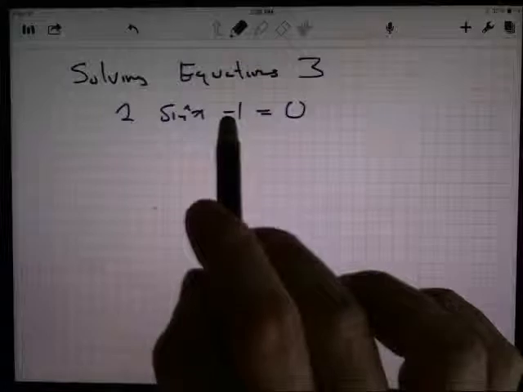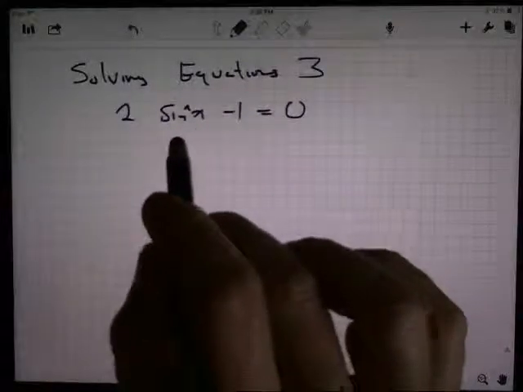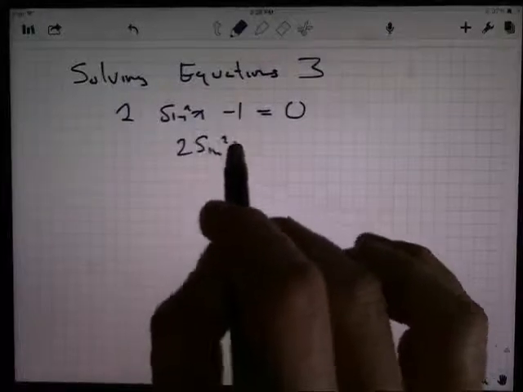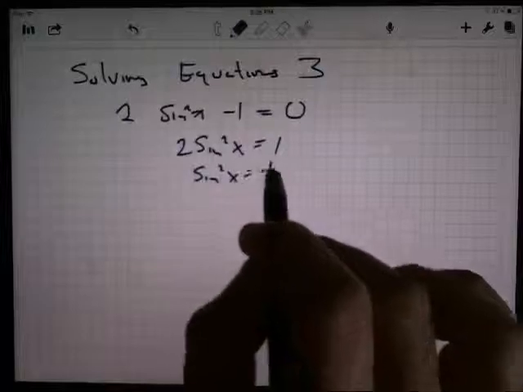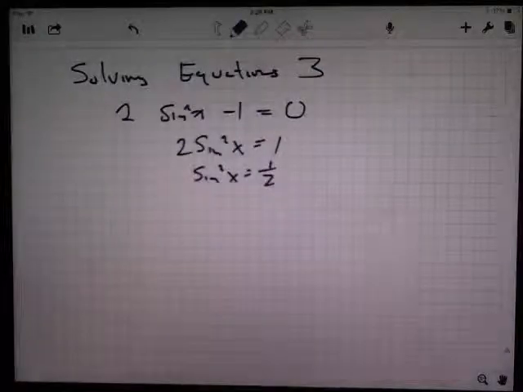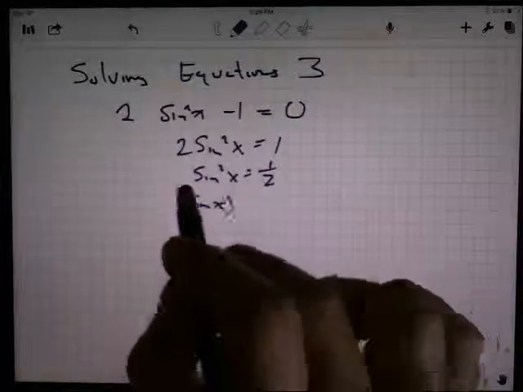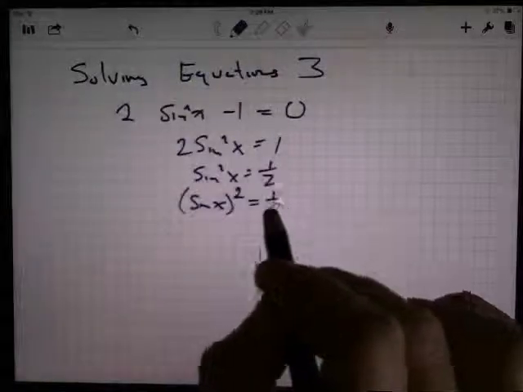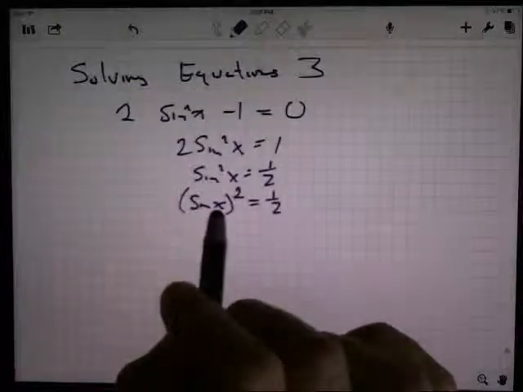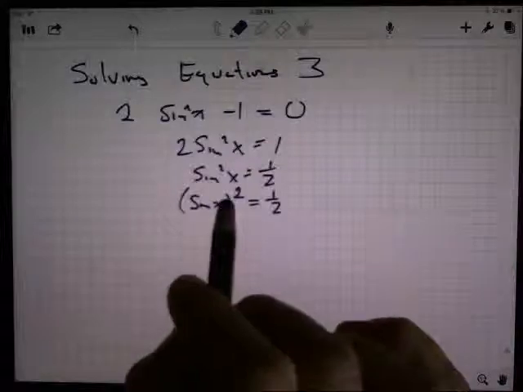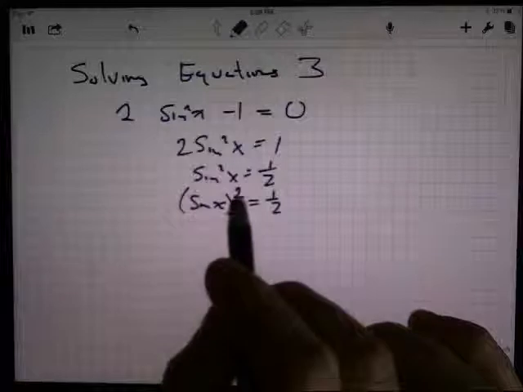It's easier in this case, I think, to solve it kind of like a linear equation and move the 1 over and then divide by 2. So I've got 2 sine squared x equals 1, and then divide by 2, I've got sine squared x equals a half. Now, remember, the sine squared x literally means take the sine of x and square the result. So when I'm thinking about how do I get into the x here, x is buried inside of a sine, but the sine is buried inside of that squaring function. So to get out, I've got to do those in the reverse order. I've got to get rid of the squared first.